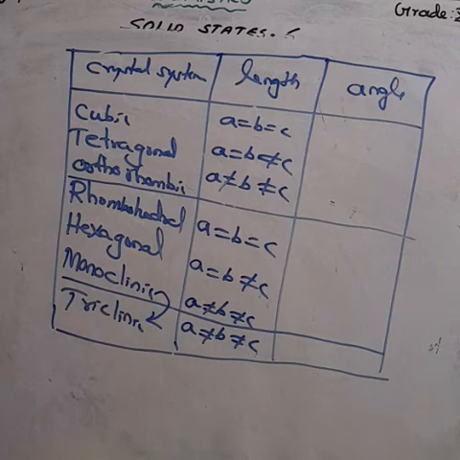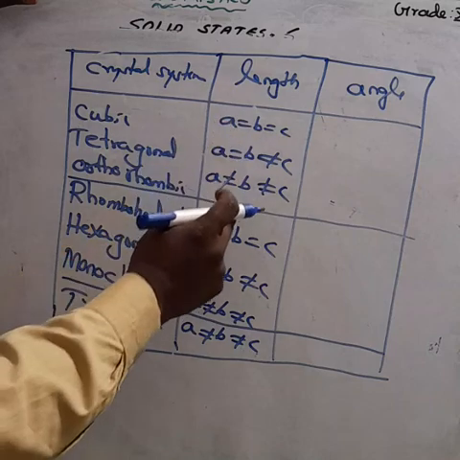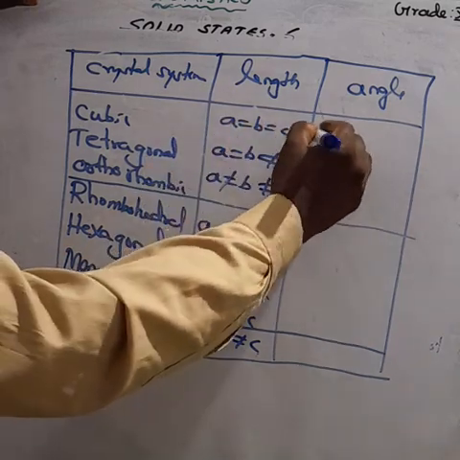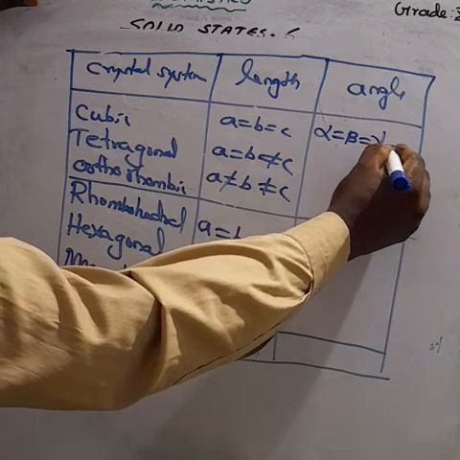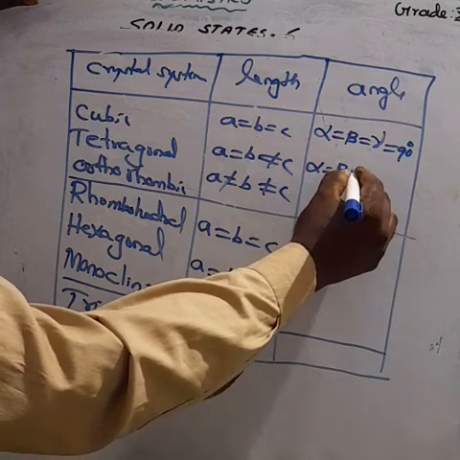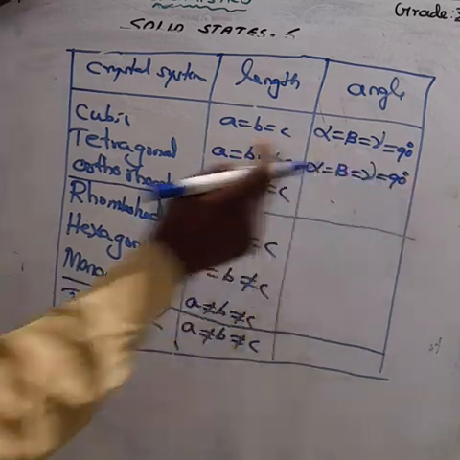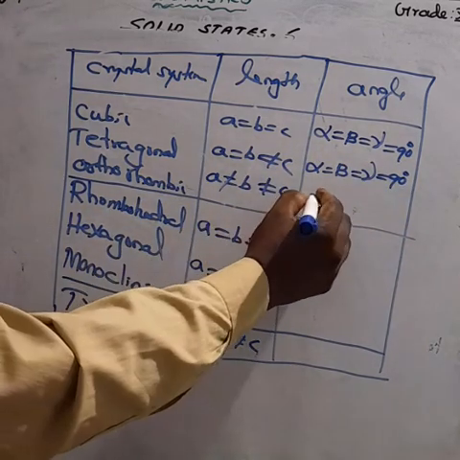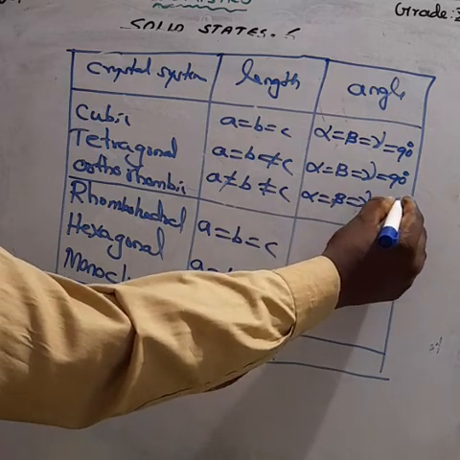Next, we have to write the angles. For the angles, first, second and third, you have to write the same. Alpha is equal to beta, beta is equal to gamma, gamma is equal to 90 degrees. Second one also like that: alpha is equal to beta, beta is equal to gamma, gamma is equal to 90 degrees. Third one, alpha is equal to beta, beta is equal to gamma, gamma is equal to 90 degrees.